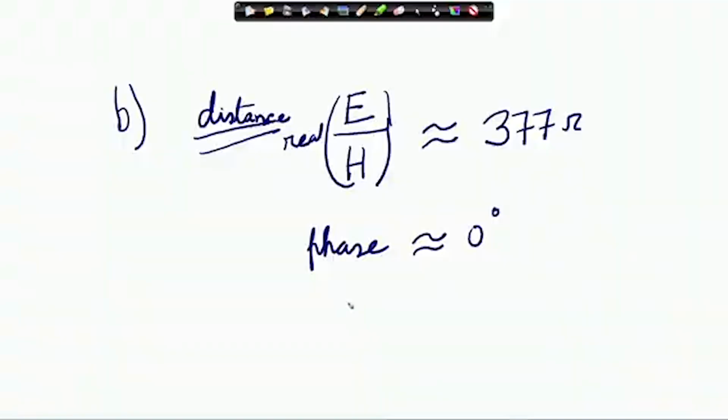Now, obviously, what do we mean by this E and H? Here this E means that desired E field component.